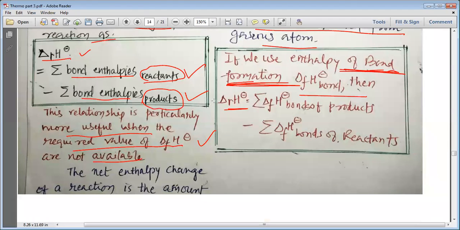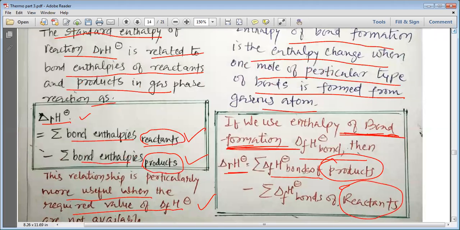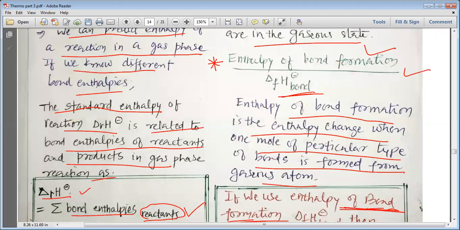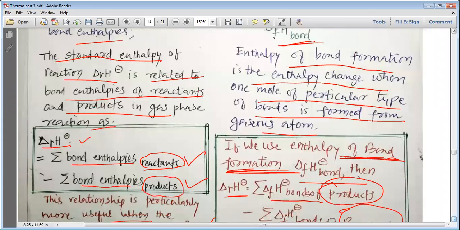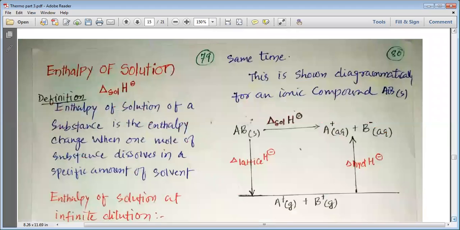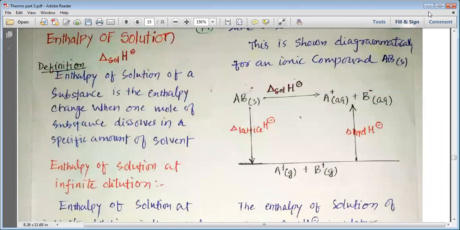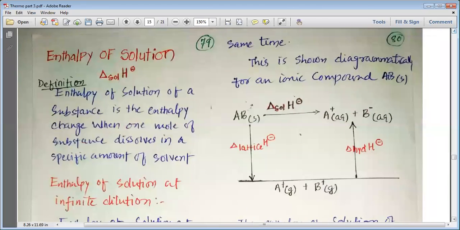If we use the enthalpy of bond formation, then please remember that the enthalpy of reaction is equal to the enthalpy of bond formation of products minus the enthalpy of bond formation of reactants. This is the normal or general formula, used when the values are given as enthalpy of bond formation, not as enthalpy of bond dissociation or bond enthalpy. So this is how, my dear students, we understand bond enthalpy and enthalpy of bond formation.